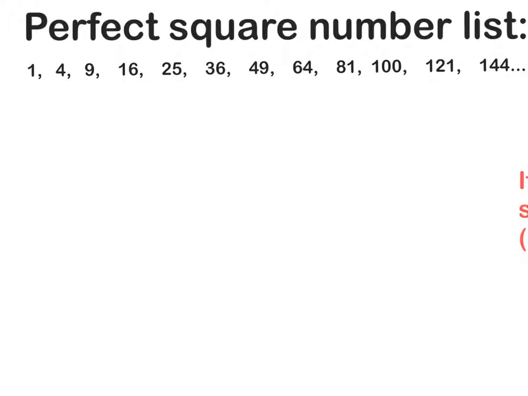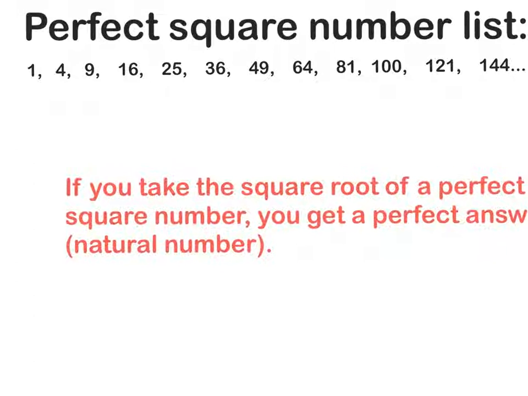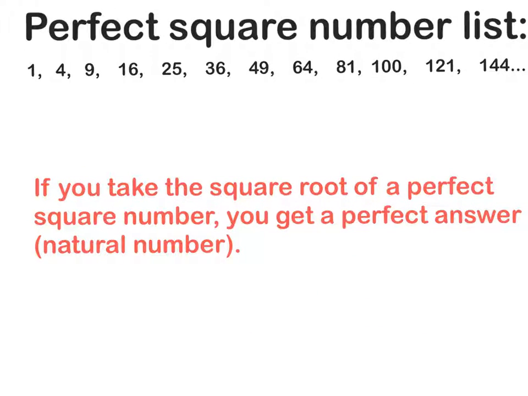Once we know how to create this list, 1, 4, 9, 16, 25, 36, 49, 64, 81, 100, 121, 144, we need to know that if we were to take the square root of any of these perfect square numbers, we're going to get a perfect answer. What do I mean by perfect answer? A natural number, right? Check it out. Let's say I took the square root of 9. What do I get? See, it's a nice, beautiful answer. It's a natural number, right?